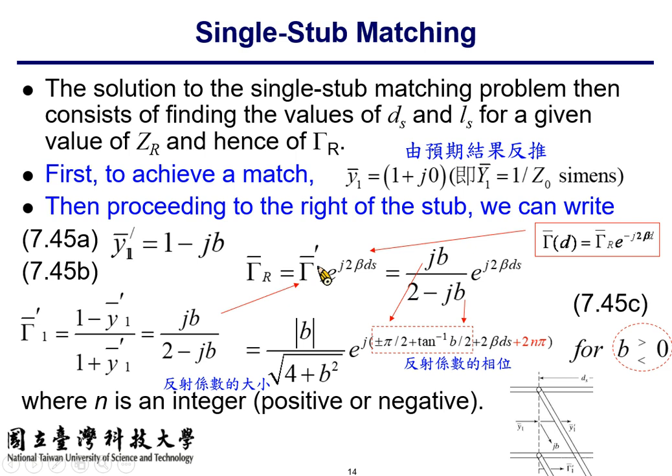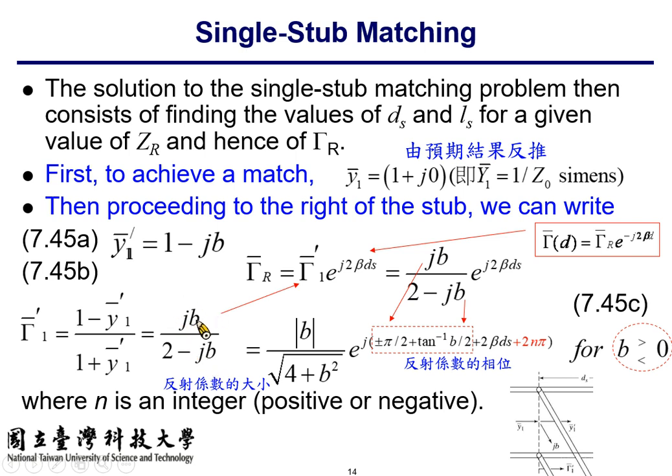So y1 prime, the normalized admittance, is 1 minus jb. The reflection coefficient at the right of the dashed line is gamma 1 prime, which by definition equals 1 minus y1 prime divided by 1 plus y1 prime. Substituting 1 minus jb, you end up with the reflection coefficient gamma 1 prime equal to jb over 2 minus jb.